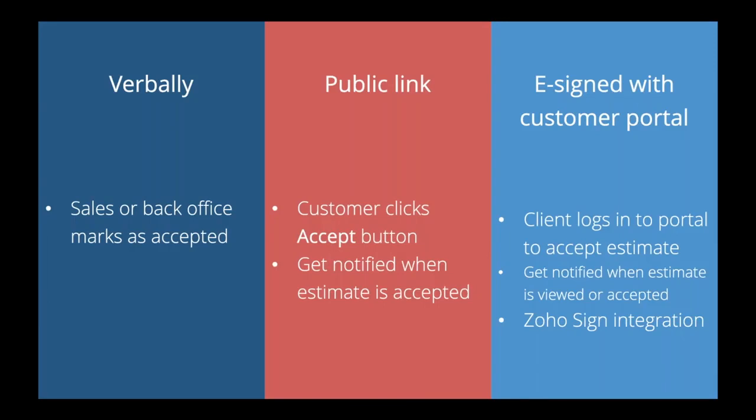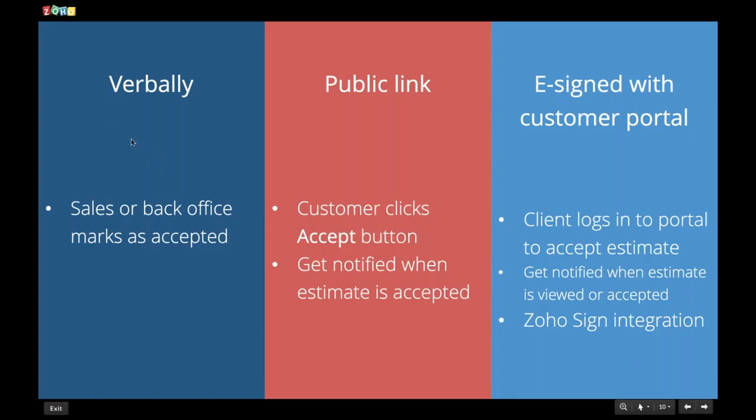So typically when you send out that estimate, what's happening is you're sending it out over email. It'll be attached as a PDF. It can also be a link. So you can send both a PDF and a link that they could view online in the same email.